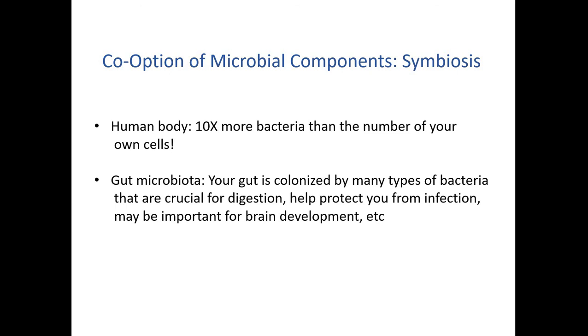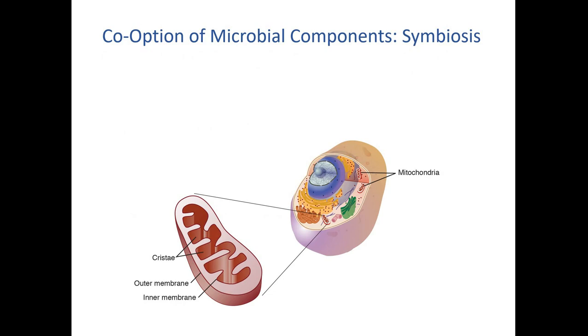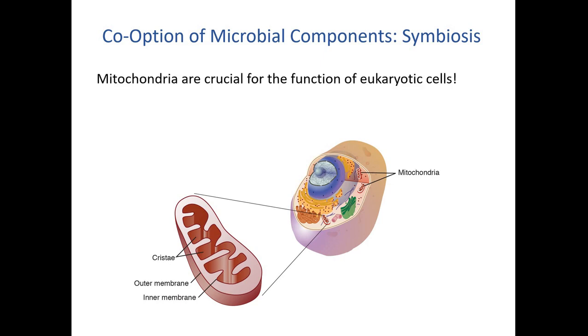Another example of this symbiosis is actually mitochondria. You may or may not have ever heard of this, but we all know what mitochondria are, right? They exist in all of our cells, and they're crucial for the function of eukaryotic cells. We've all heard before that mitochondria are the powerhouse of the cell.